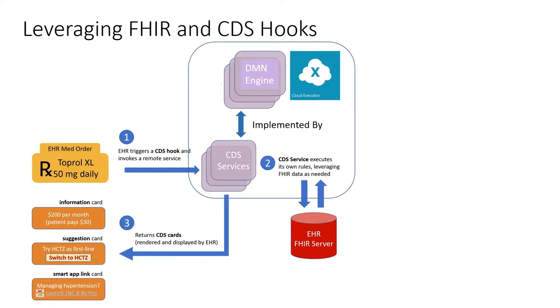One type of card is an information card, which can just give information about, say, this drug will cost $200 per month. The other is a recommendation card, where the recommendation could be, hey physician, instead of prescribing Toprol, can you switch to another drug? And this I have figured out based on the patient data and the knowledge I have. And finally, the third kind of card you can give is a link card, an app link card, where the physician can press a link and invoke something called a SMART on FHIR app, which is beyond the scope of this talk, and get more information about the decision which has been returned.